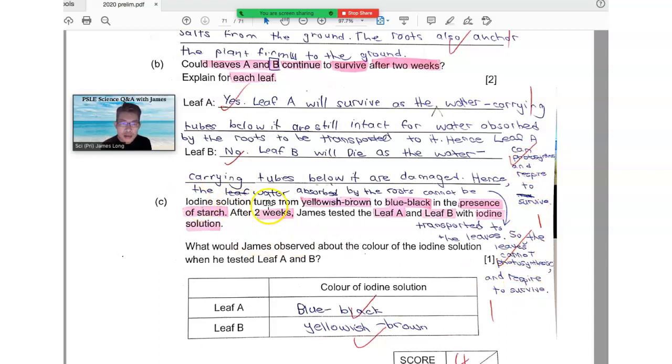Part C, iodine turns from yellowish to blue-black in the presence of starch. After 2 weeks, what happened? This part you just simply got to memorize. If leaf A can make food, then excess food will turn to starch. And starch can turn iodine, which is yellowish brown, into blue-black. Leaf B, after 2 weeks, it will probably be dead by then. So there will not be any excess food, so to speak. Then, of course, the yellowish brown of iodine will remain as yellowish brown.